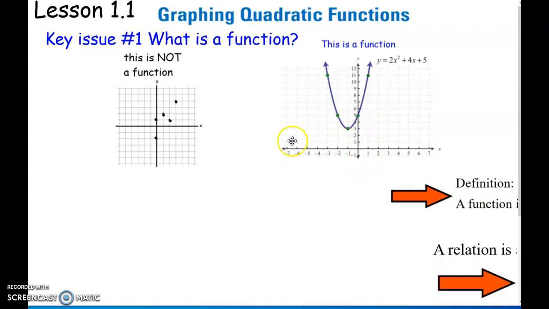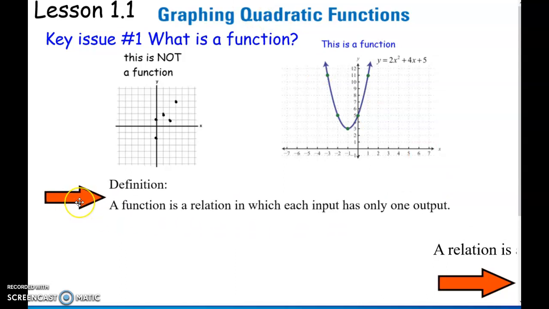What's different about over here? Well, what jumps out at me right away is this thing right here. I have a point that is 0, 1, and a point that is 0, negative 2. And that's actually part of why this is not a function. So let's go look at the definition of a function.